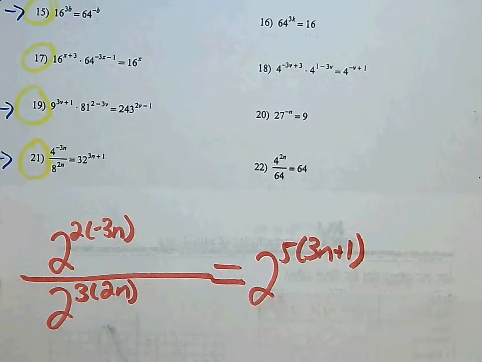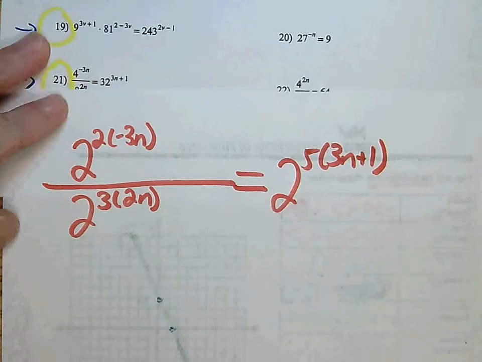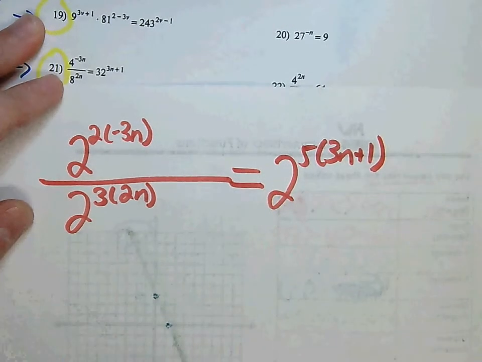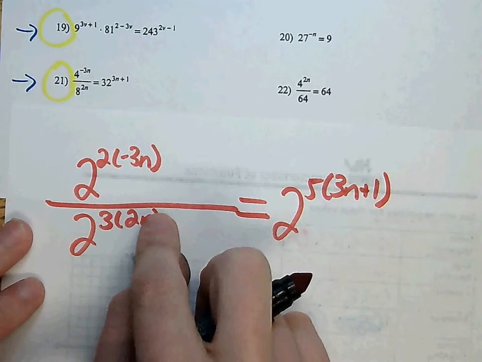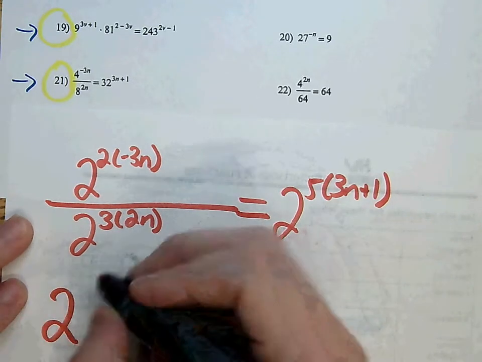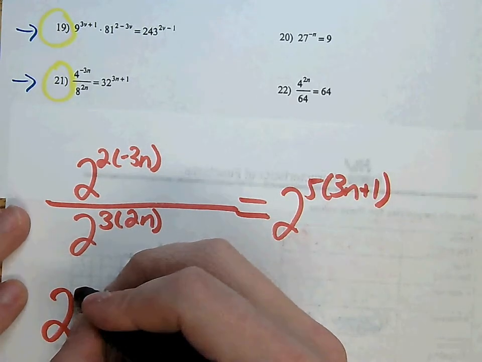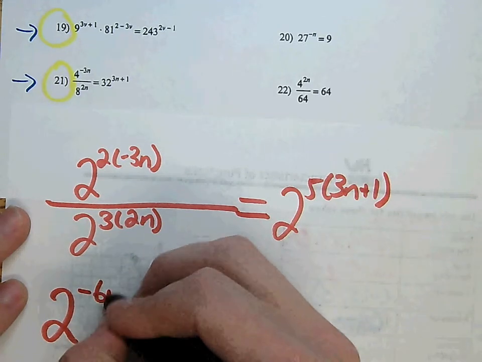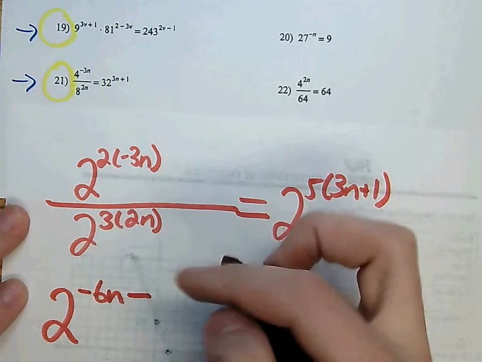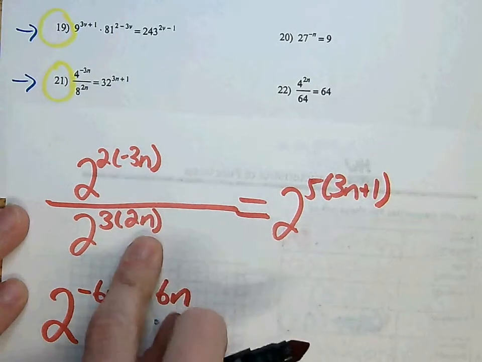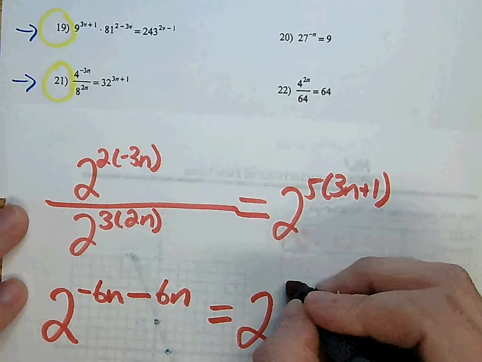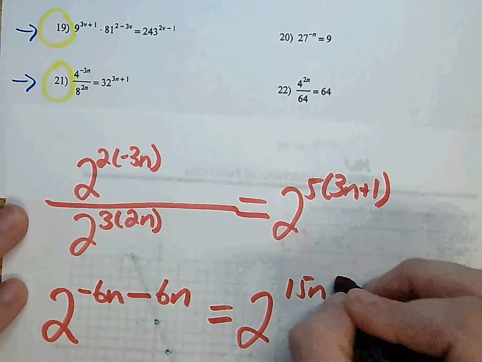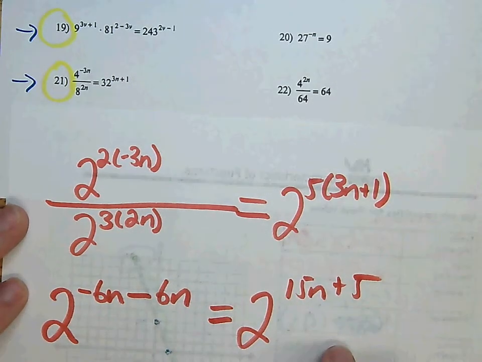Now, the problem here is I have a different rule going into place. What does my rule say when I've got the same base but I'm dividing? Subtract. So that's going to give me 2. Now this is very important. To the negative 6n, I went ahead and distributed that out, minus 6n. Right? Minus those two multiplied. Equals 2 to the 15n plus 5. I just did 2 steps together. If that's too much for you, don't do it.